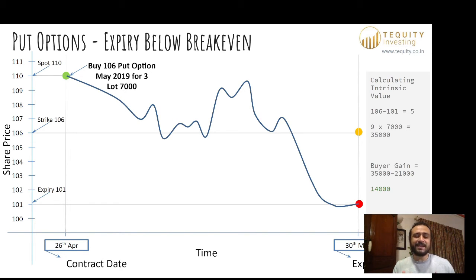So it's very clear that the buyer and the seller are completely connected in a trade, whether it is a call option or a put option. What the buyer gains, the seller loses, right? It's always the case.